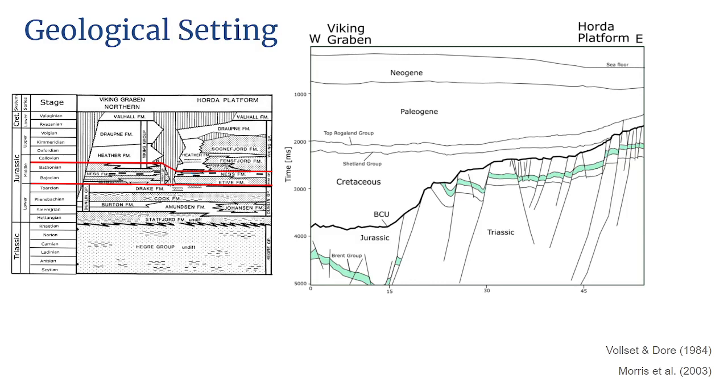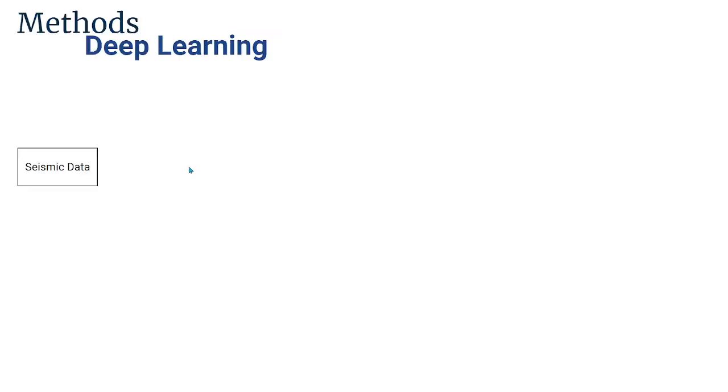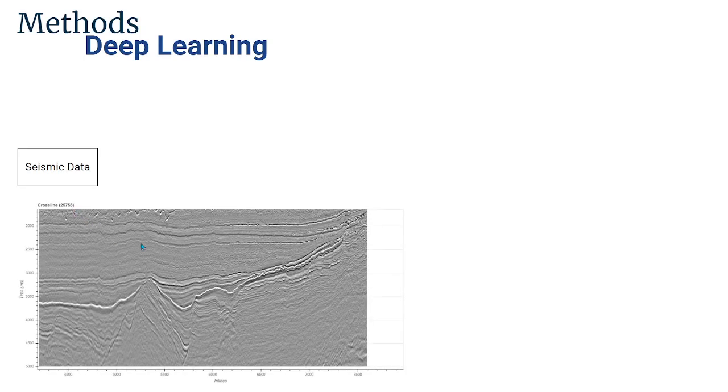Next, I will introduce the deep learning process and its results. Deep learning neural networks allow artificial intelligence to find patterns and features in data and use this information to make predictions. For this study, I used supervised learning, which uses labeled input and output pairs to train deep learning algorithms to make these predictions. Here is an example of an uninterpreted seismic line, and our process begins with fault interpretation.